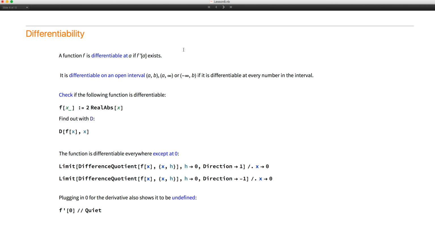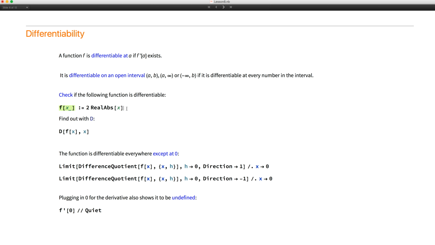So let's talk about differentiability. A function is differentiable if f prime of a exists for a point a. And of course, if you've got a whole range of values from a to b, then it's differentiable if it's differentiable at every point or every number in that interval.